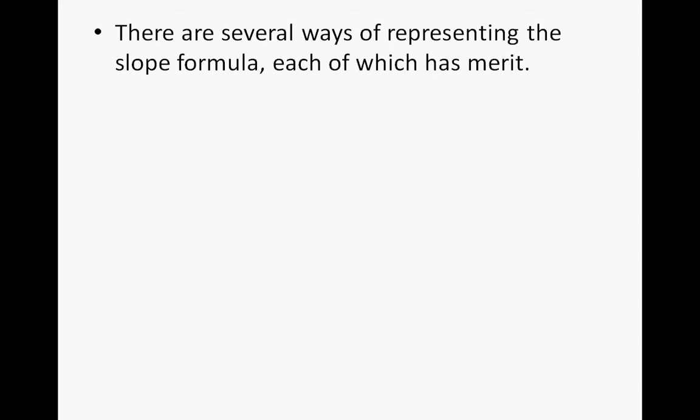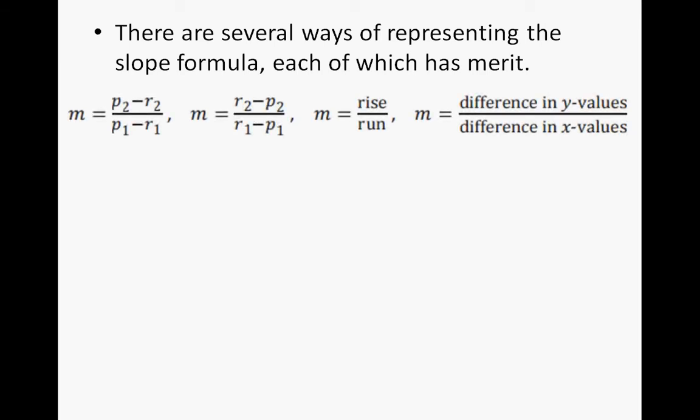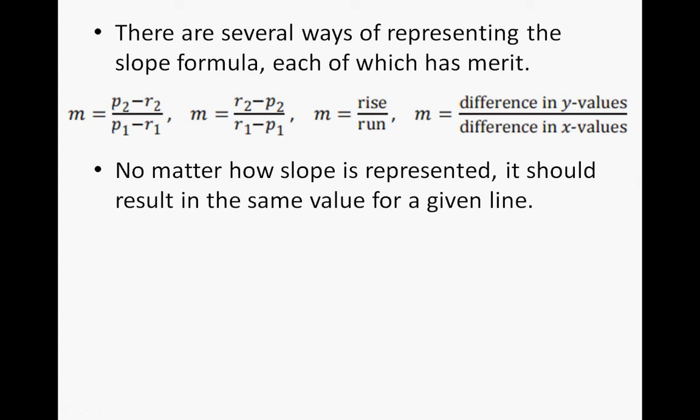There are several ways of representing the slope formula, each of which has merit. And some of these you might recognize. So the slope is the difference between P sub 2 minus R sub 2 and P sub 1 minus R sub 1. Or you could do it the other way, R sub 2 minus P sub 2, R sub 1 minus P sub 1. You might have heard of the slope as the rise over the run, or you might have heard of the slope as the difference in the y values over the difference in the x values. No matter how slope is represented, it should result in the same value for a given line.